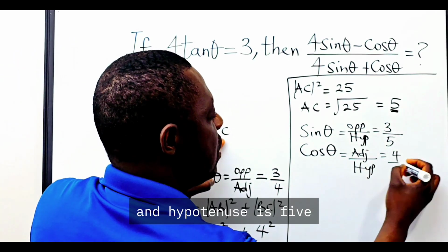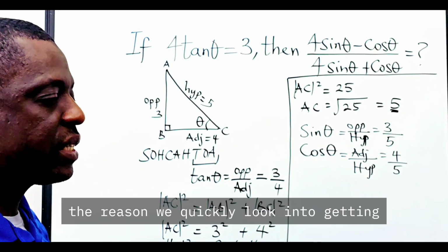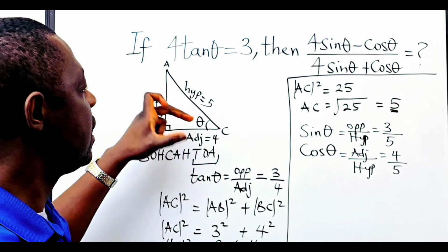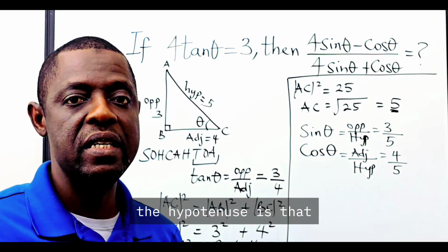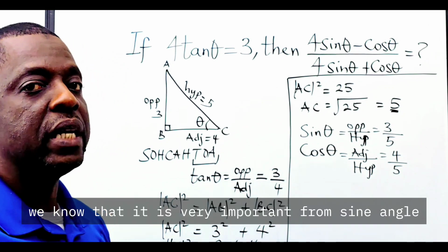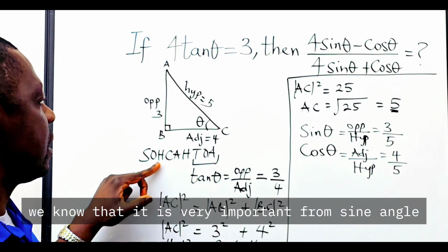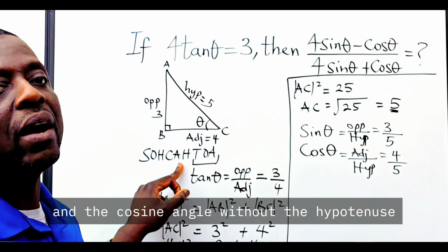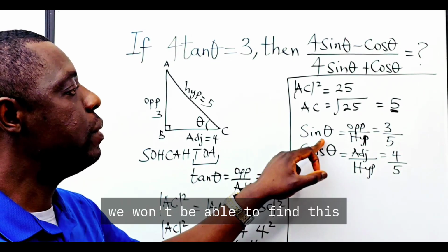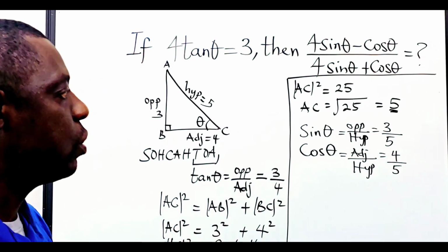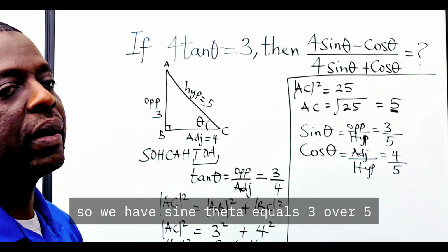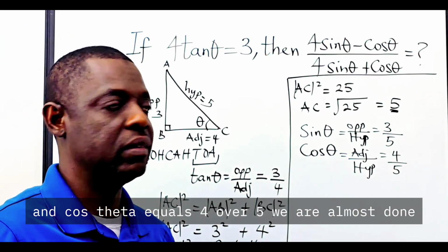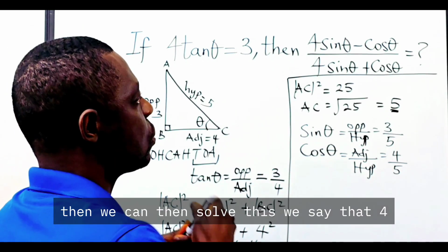And hypotenuse is 5. The reason we quickly look into getting the hypotenuse is that it is very important for the sine angle and the cosine angle. Without the hypotenuse, we won't be able to find this. So we have sine theta equals 3 over 5 and cos theta equals 4 over 5. We are almost done. Then we can solve this.